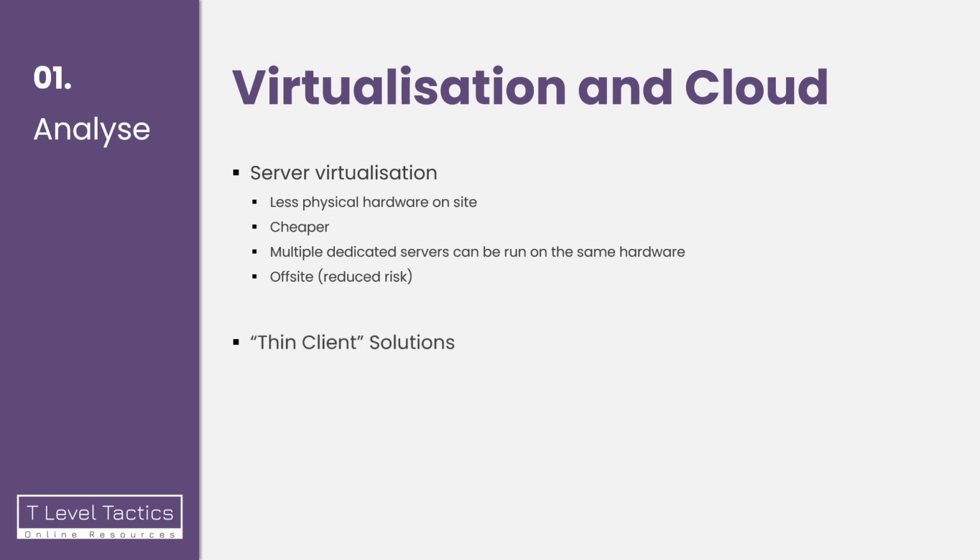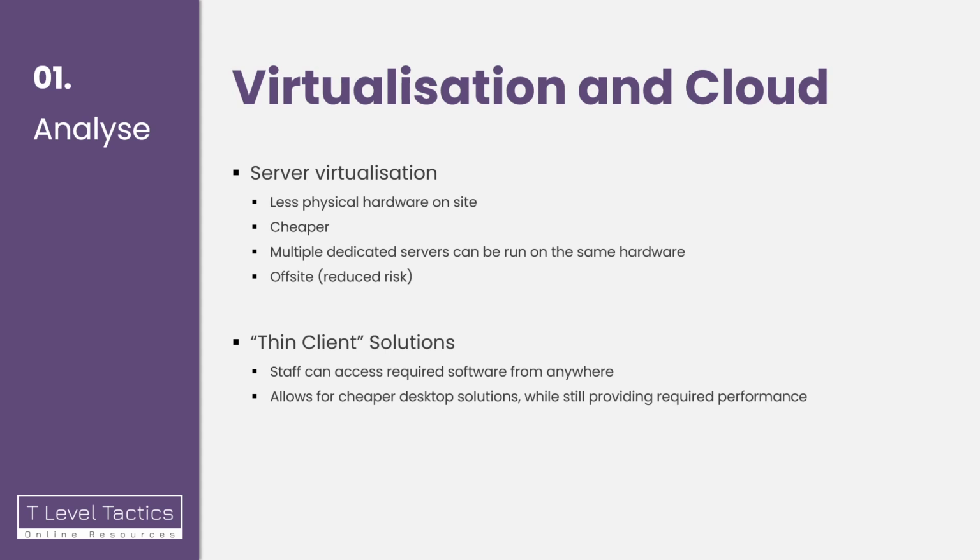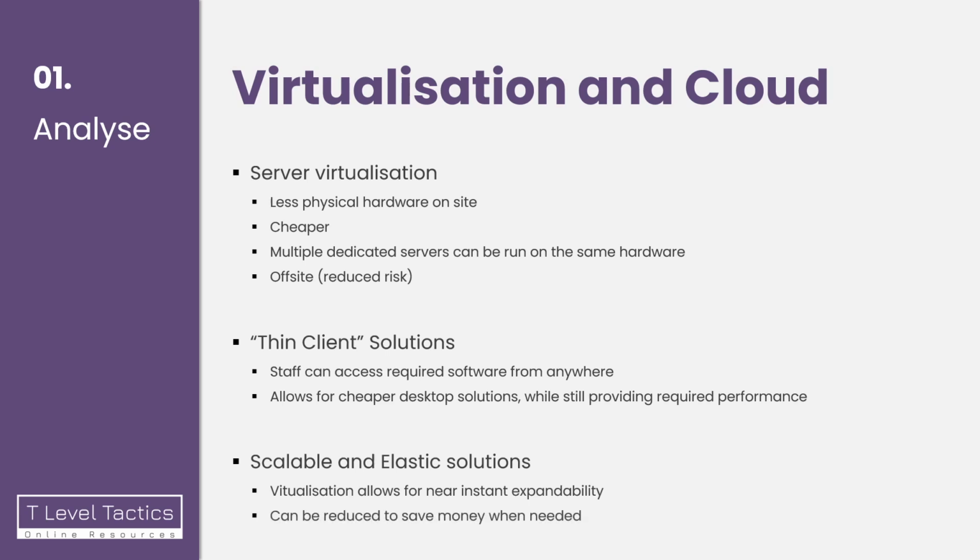We could also look at thin client solutions, which are essentially low-power computers that provide an internet connection to a remote desktop environment, meaning that staff can access required software from anywhere potentially, even if they need to work from home. And this can allow for cheaper desktop solutions while still providing the required performance for what you need. And both of these solutions, and many other cloud solutions, are scalable and elastic, which means that we can nearly instantly expand when we need that extra capacity, and when we don't, we can reduce it down to save money when needed.